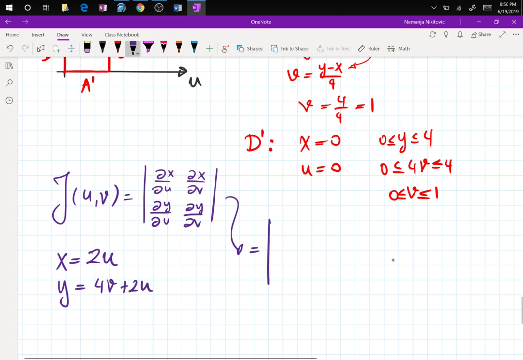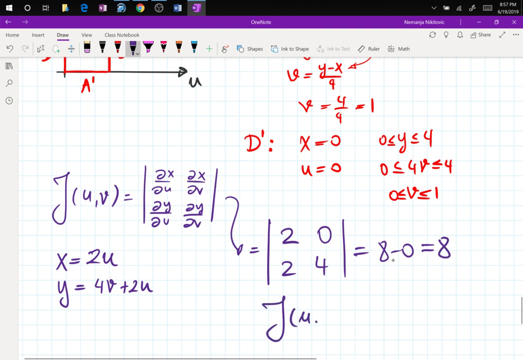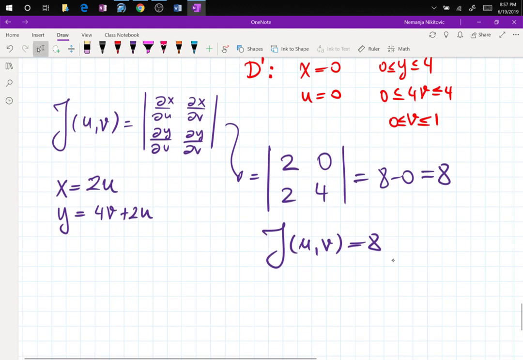So it's equal to partial derivative of x with respect to u is 2. Partial derivative of x with respect to v is 0. Partial derivative of y with respect to u is 2. Partial derivative of y with respect to v is 4. To find the determinant over here, we go this way. So 2 times 4 minus 0, so that's 8 minus 0 equals 8. So our Jacobian this time is just a number, 8. I can finally set up the integral.